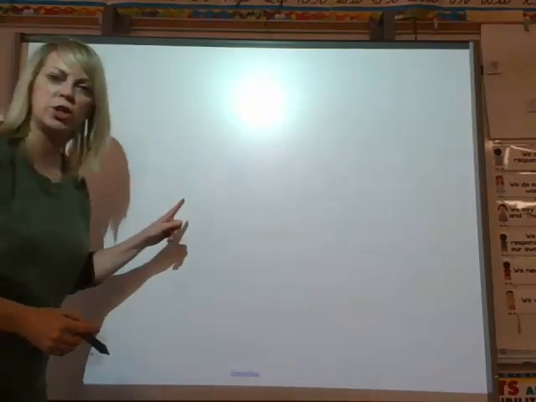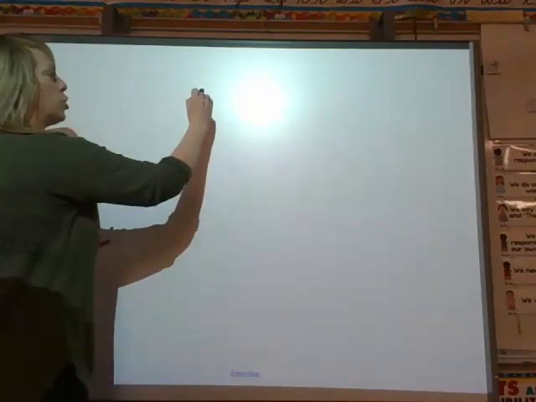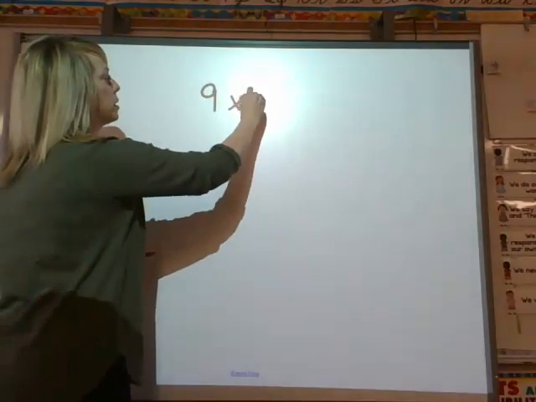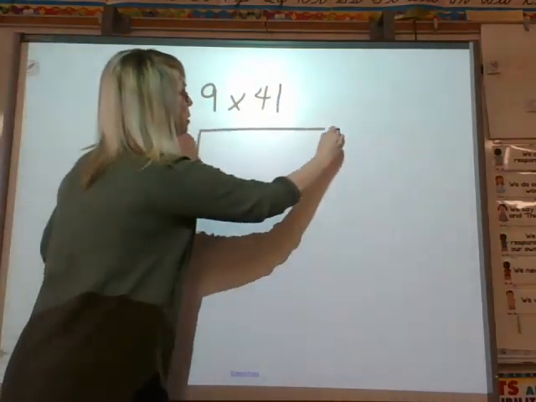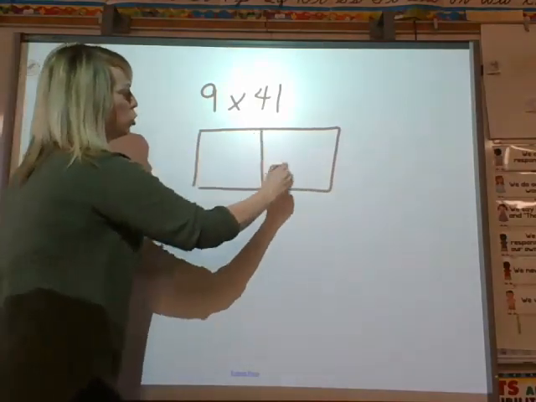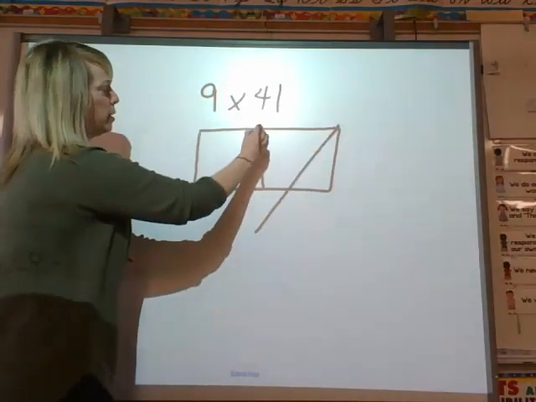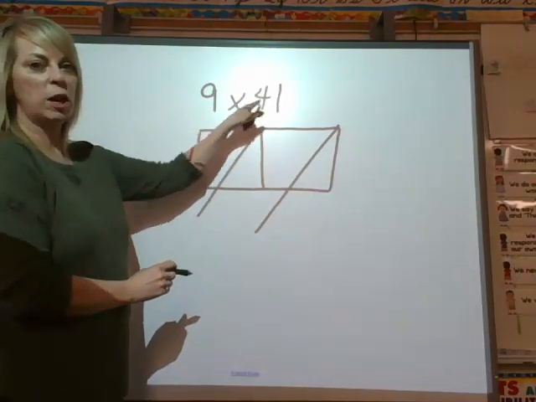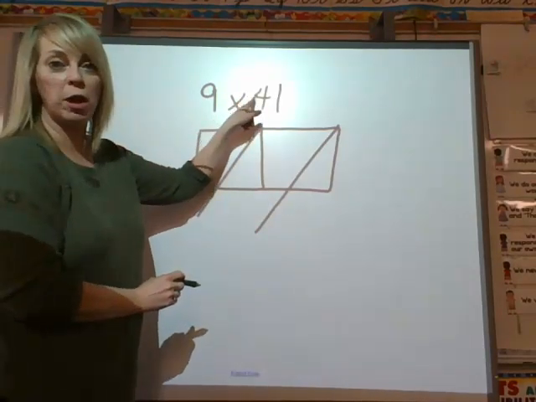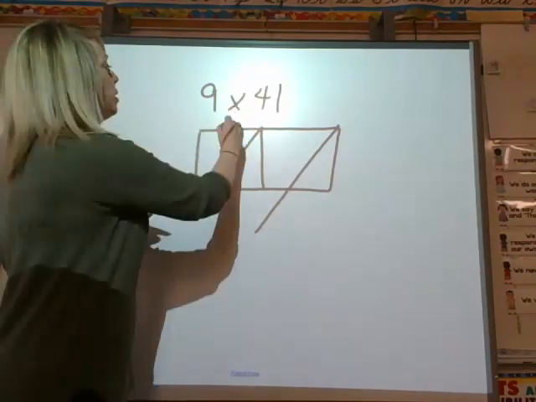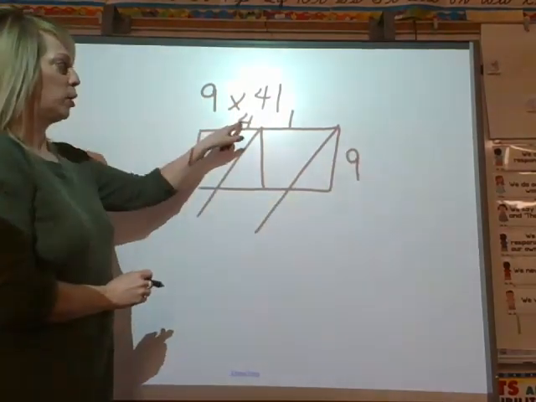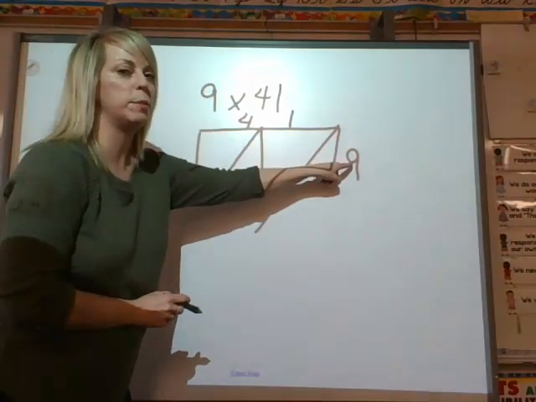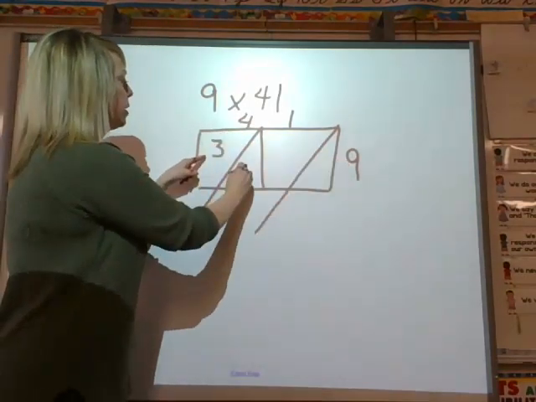Let's try another one. This time we'll put the 1-digit number first. So if I have a question like 9 times 41, I still need my 2 boxes. Draw your diagonals sticking out the end. Now my 2-digit number still goes on top because remember when you multiply, the order of the factors doesn't matter. So 41 times 9. So I start with my 4. 4 times 9 is 36.